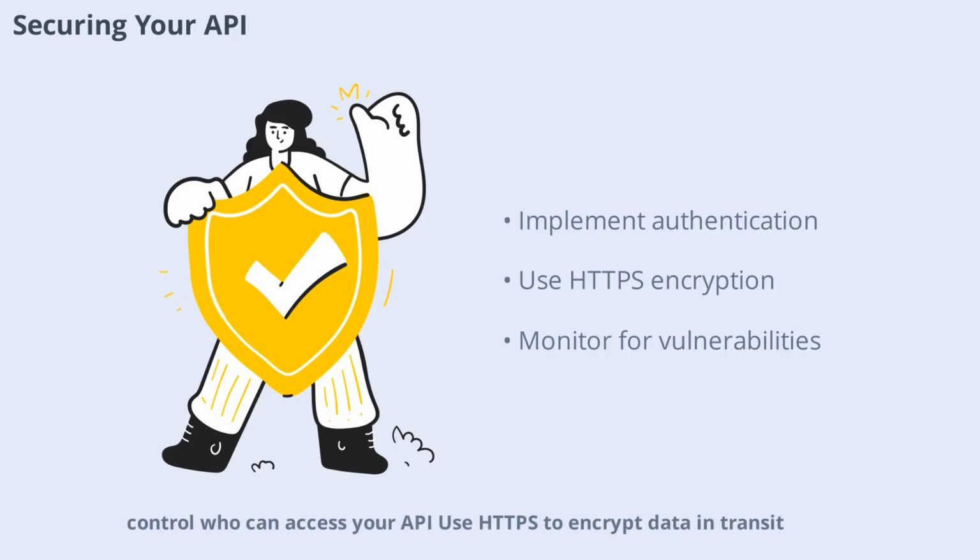Use HTTPS to encrypt data in transit and consider rate limiting to prevent abuse. Regularly update your dependencies and monitor for vulnerabilities. By prioritizing security, you protect your data, users, and reputation.